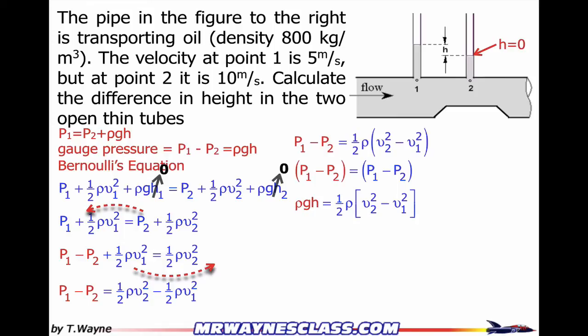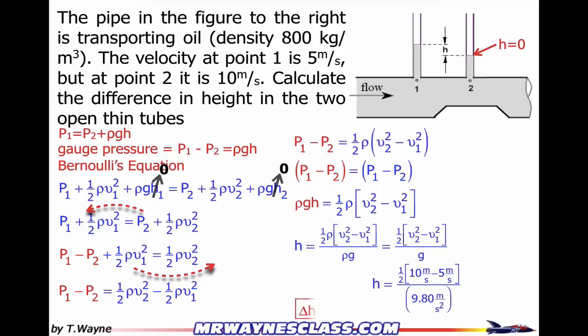So what that means is, in red, you can see it's rho gh, that's the hydrostatic pressure equation, equals the expression I got from Bernoulli, 1/2 rho quantity v2 squared minus v1 squared. So if I solve this for h, I can take 1/2 rho times that quantity divided by rho g. The rho's divide out, leaving me with 1/2 v2 squared minus v1 squared, divided by g. Put in my numbers, and I get the height difference between the two tubes to be 0.261 meters. It's about 26 centimeters, or a little bit less than a foot.